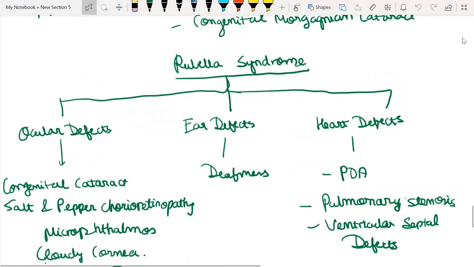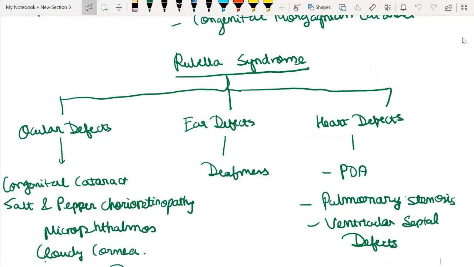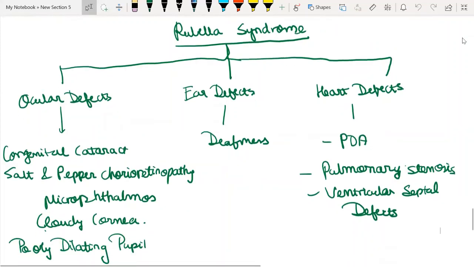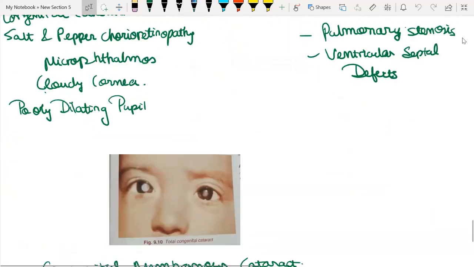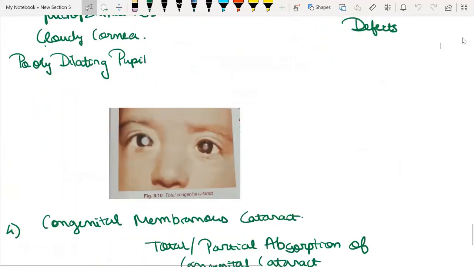Rubella syndrome is actually a triad of three defects, that is ocular defects, ear defects and heart defects. Under ocular defects, we have the congenital cataract, salt and pepper chorioretinopathy, microphthalmos, cloudy cornea and poorly dilating pupil. Under ear defects, we have deafness, and under heart defects, we have PDA, pulmonary stenosis, ventricular septal defects. This is the image for the total congenital cataract.